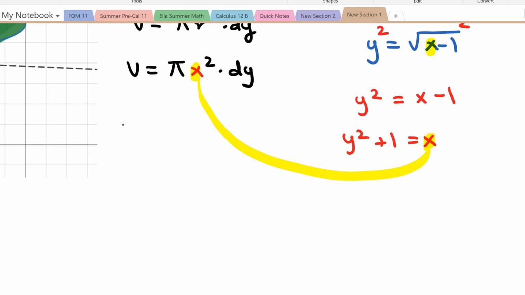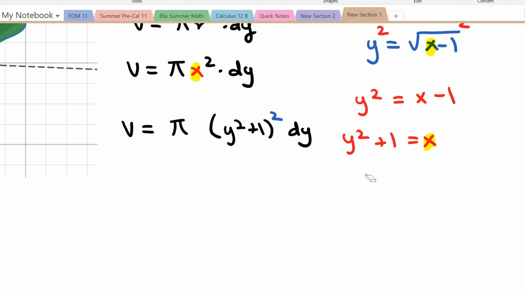All right, let's go ahead and make that substitution step. So volume equals pi, bracket, y squared plus 1, all to the power 2 times dy. So there is my volume expression right there.